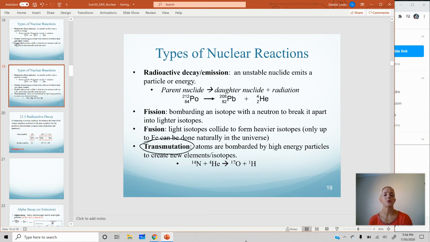Transmutation is the last one, and we'll talk about examples of this. This is where atoms are bombarded by high energy particles to create new elements or isotopes. So these reactions happen in particle accelerators, either linear or circular. And again, isotopes are being bombarded by high energy particles so that we can create new substances. And again, we'll see examples of that.